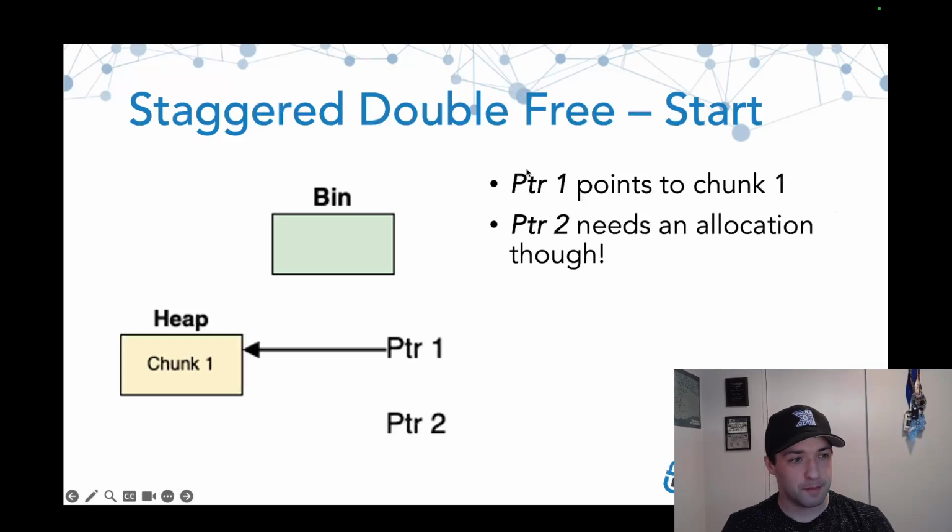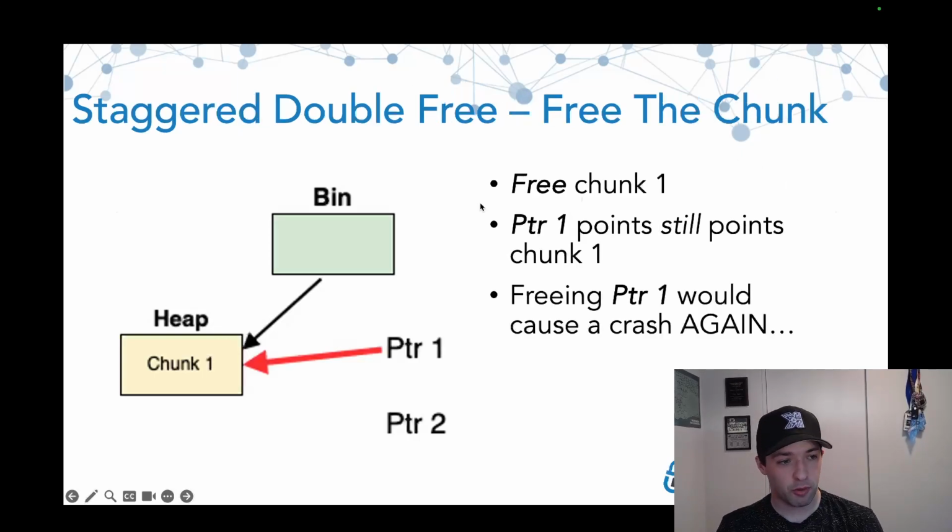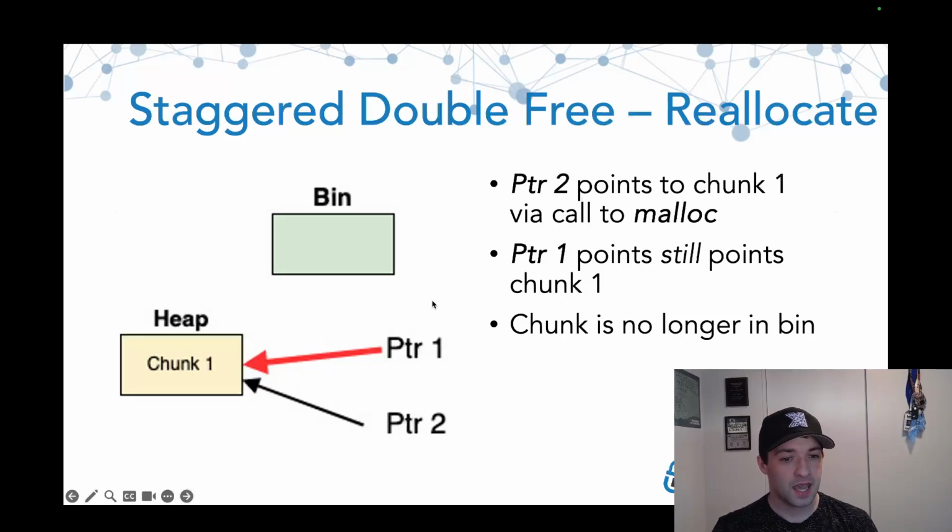So we'll go through this step by step. First, we have pointer 1. This points to chunk 1, but pointer 2 needs an allocation, so we're going to free pointer 1. When we free pointer 1, it points to this bin. Now, if I were to do a pointer 1 free again in modern versions of libc, this immediately crashes because of the double free check. So I'm going to allocate this to pointer 2. After I allocate it to pointer 2, pointer 1 still has a reference to it, and it's no longer in the bin. It's no longer in the allocator. So the allocator actually can't tell the difference between which pointer is going to free it.